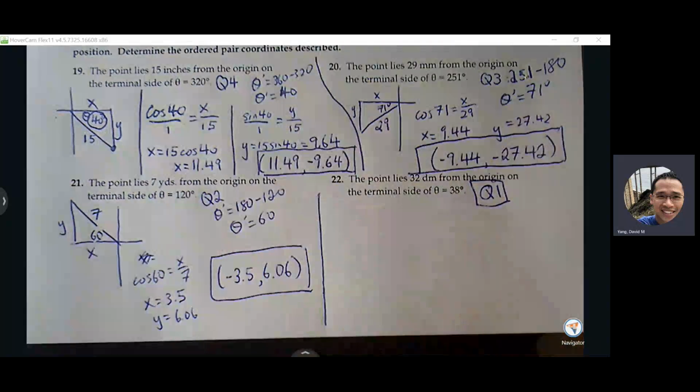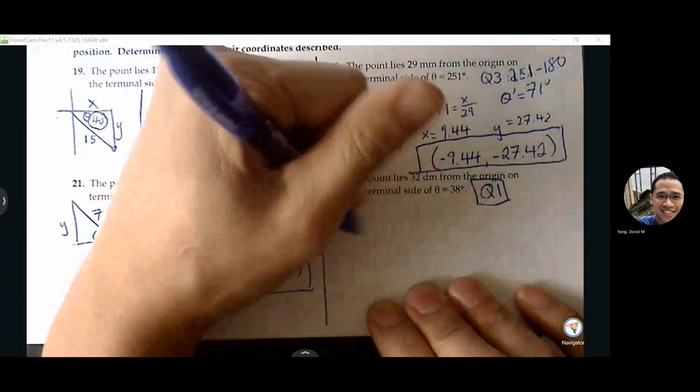Quadrant 1 is the easiest because there's no need to find the reference angle. That theta measure is your reference angle, and all your ordered pairs are going to be positive.